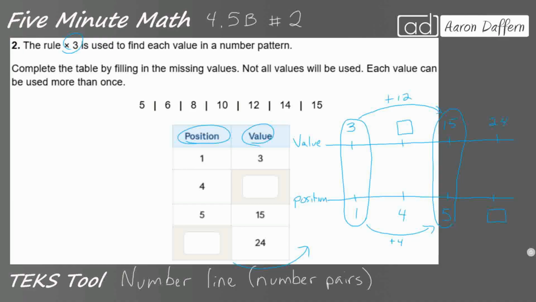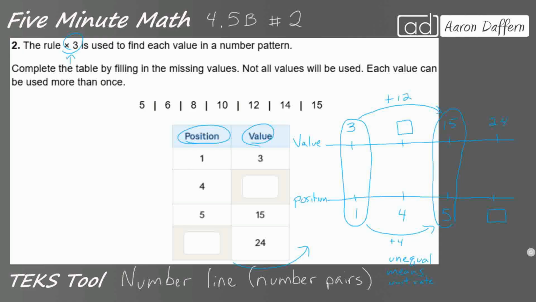If the change is the same, if they're both plus 4 or they're both plus 12, then it's going to be an additive rule. We know it's not an additive rule. They already told us it's a multiply by 3. So when we have an unequal change, when one is a plus 4 and one is a plus 12, that means we have a unit rate. And we already knew it was a unit rate because they told us it was multiply.